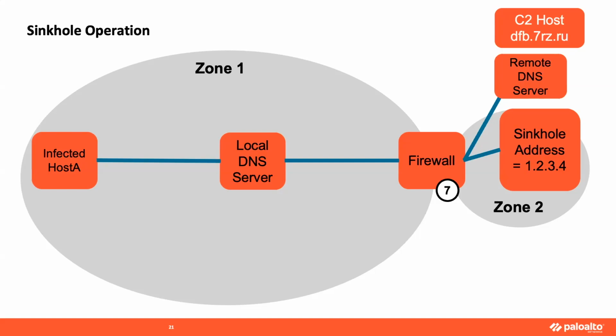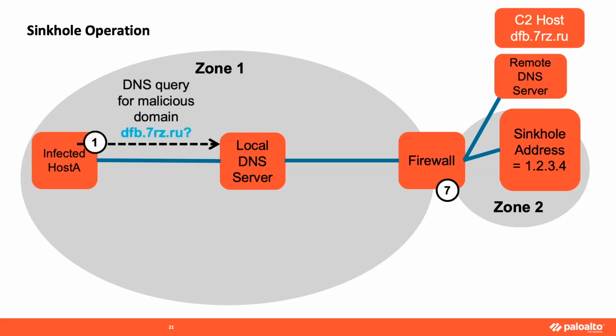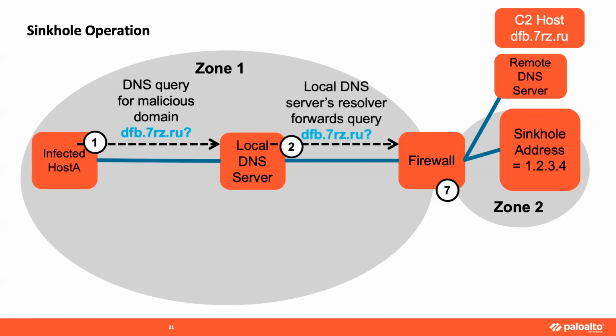Now, the reason for this would be that this name could change IP addresses to be able to avoid being part of a list, right, of known malicious IP addresses. So it has to rely on DNS, right? So it's going to send this query to the local DNS server. Well, the local DNS server doesn't know what dfb.7rz.ru is, so it's going to send its query out to the remote DNS server, which we can see is right there below the C2 host name. So it sends its query.